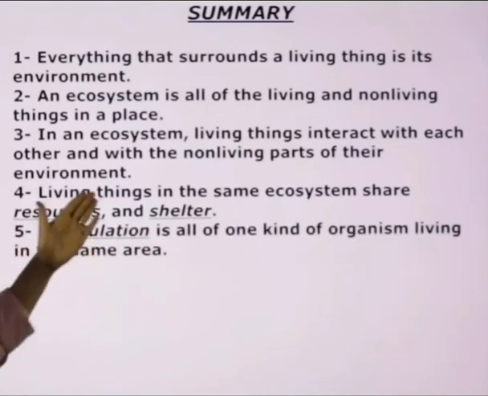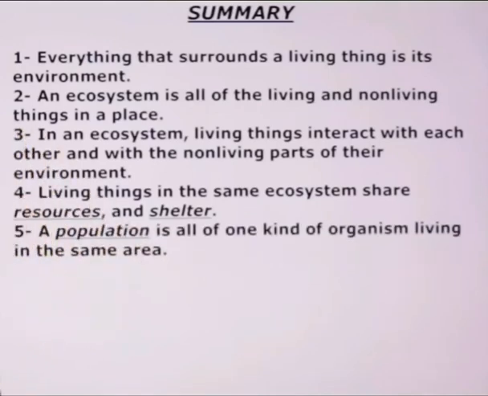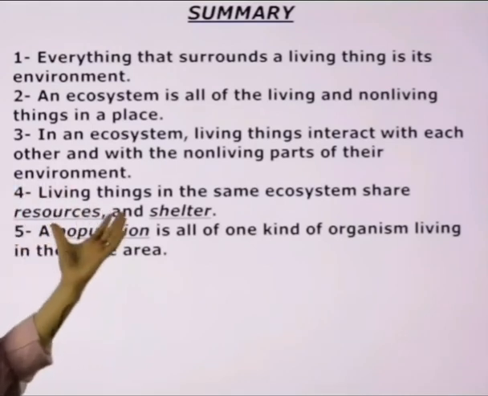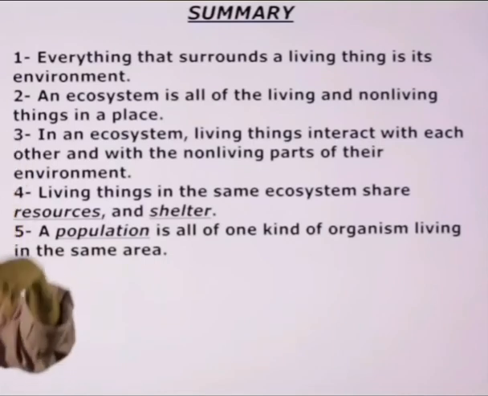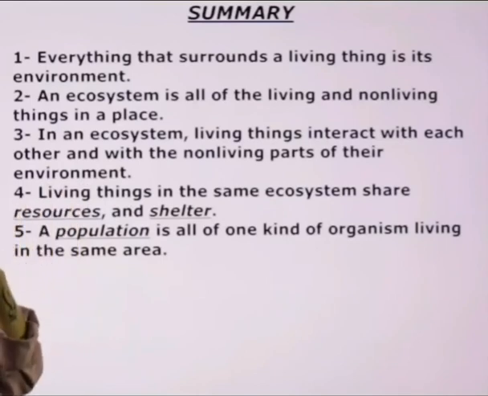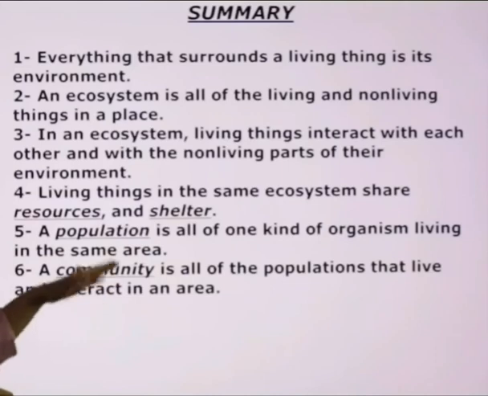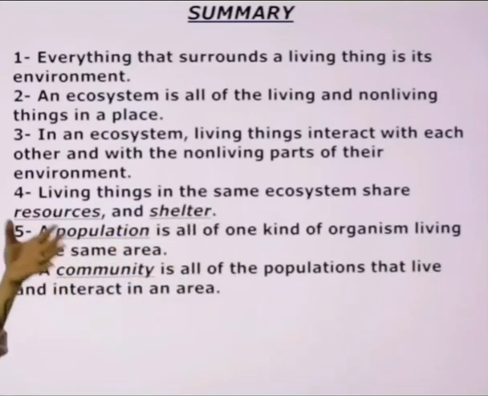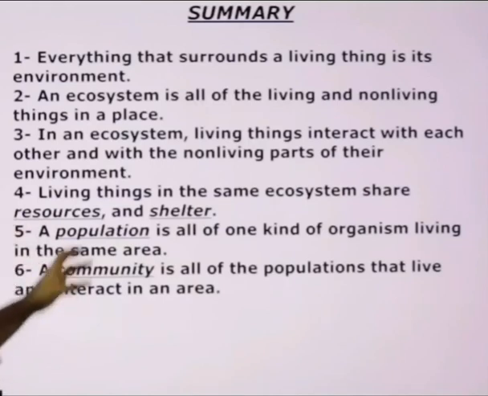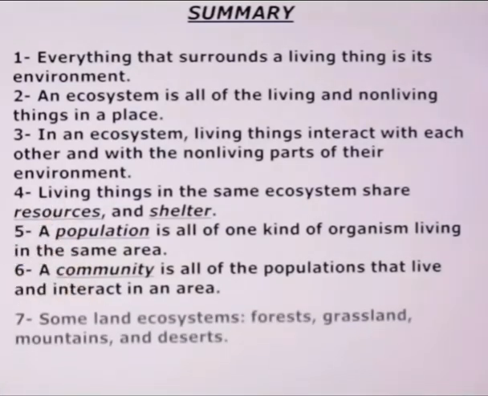A population is all of one kind of organism living in the same area. As we said, all of these wolves together make the wolf population. All of these giraffes make the giraffe population. All of these trees together make the tree population. A community is all of the populations that live and interact in an area. All of these populations interacting together make a community.